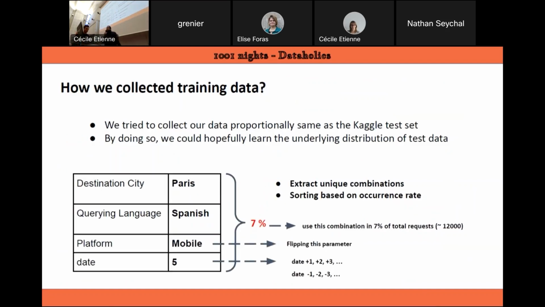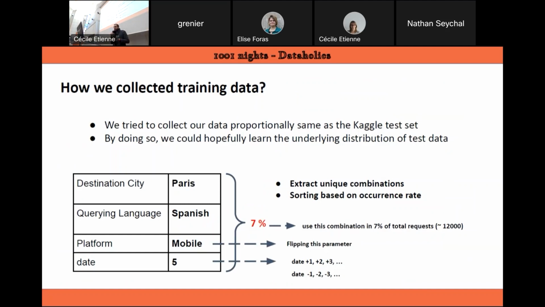As all of us know, in this competition, the big challenge is that we don't have a training set. We have to collect our data based on a strategy that we choose. This is always hard, because each week we are only allowed 1,000 requests, each being a combination of a city, language, mobile, and the number of days before the departure. So we decided to collect our data proportionally, same as the Kaggle test set. By doing so, we hopefully could learn the underlying distribution of the test set, because finally we are going to be evaluated on this test set.